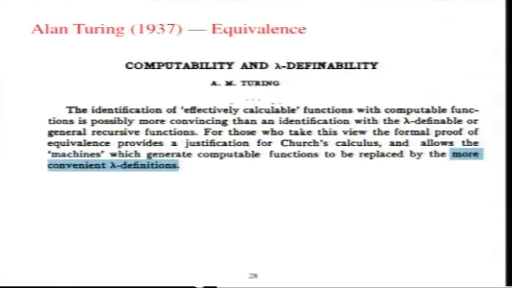And he wrote a paper giving in great detail the proof that lambda definability and Turing machines are equivalent. And he actually wrote out a Turing program that was basically the first computer program that could evaluate lambda expressions. And I have great fondness for the introduction to this paper because he says, okay, so this provides a justification of Church's calculus if you believe in Turing machines, or justifies Turing machines if you believe in lambda definability, but also it allows the Turing machines, which generate computable functions, to be replaced by the more convenient lambda definitions. So there you go. You have it from Turing. Functional programming is the way to go.